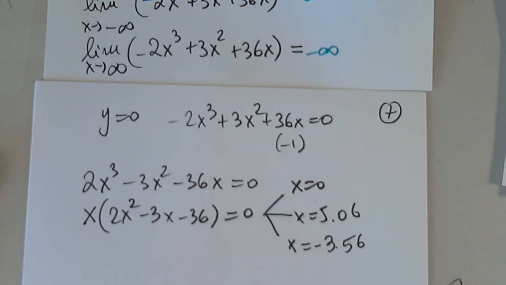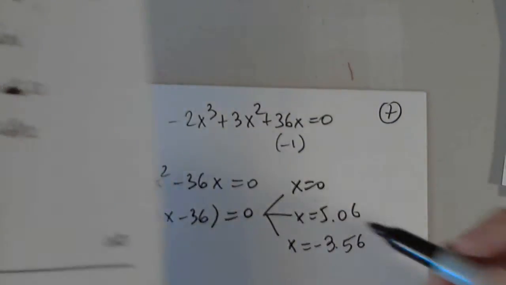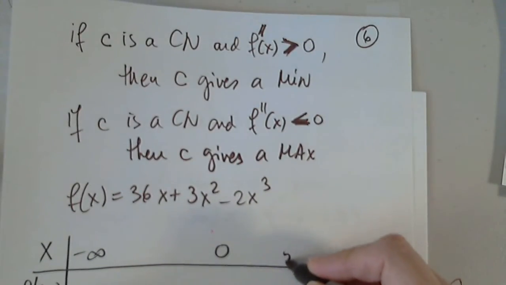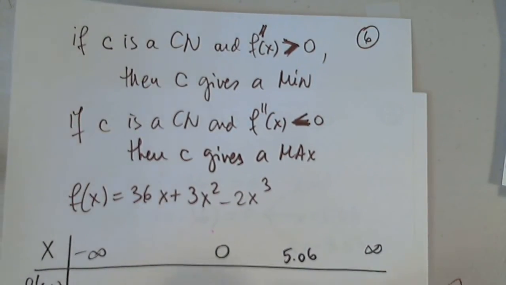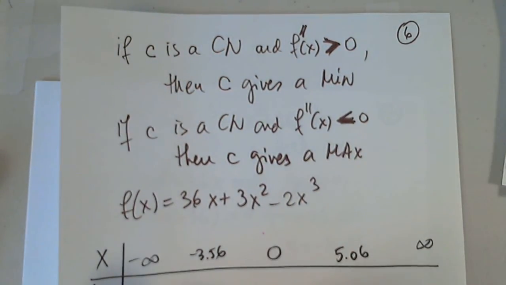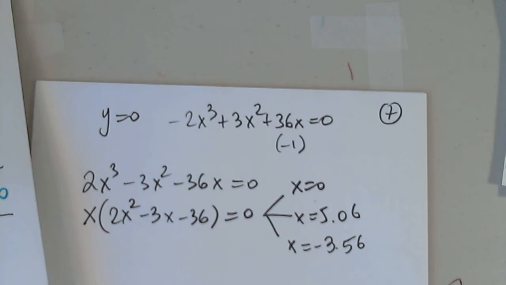And I do trust this one. Okay, so I will put them in the table. When x is 0, y is 0, which we know, 5.06, 0. Negative 3.560. We exhausted the function. We cannot learn anything else about the function from the function itself. Done. Now we're ready to look at this first derivative.